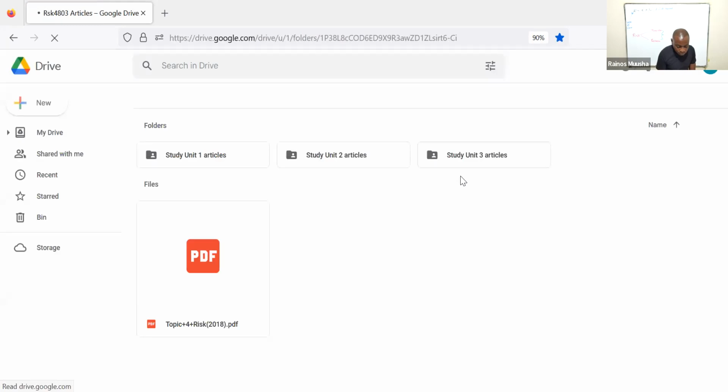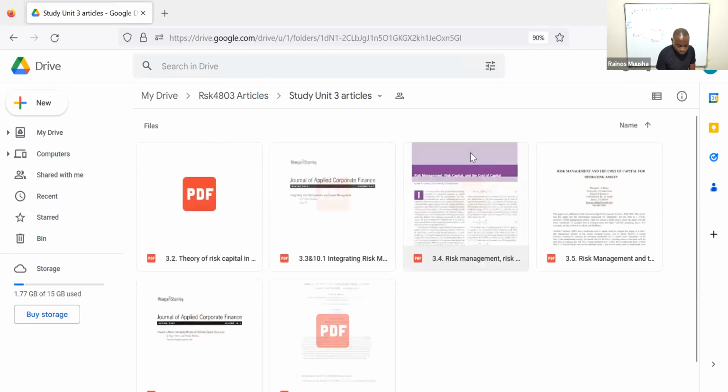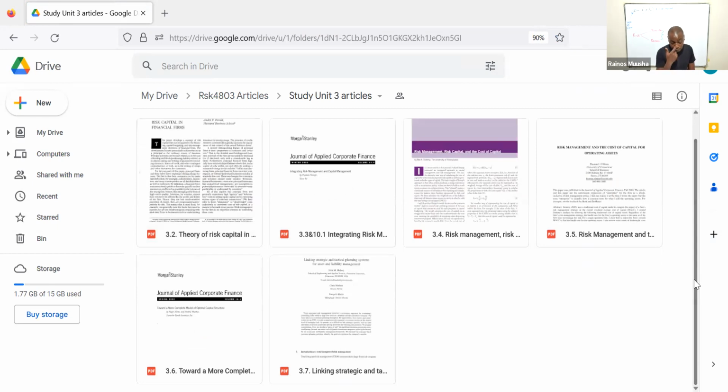Then if you click on this link to the Google Drive, this is how you're able to access the articles for the different study units. For example, for unit 3, if you click on the folder for unit 3, you will see that the articles you need to download are for unit 3.2, 3.3, all those different study units. So this is basically how you're able to download the articles for the different study units.